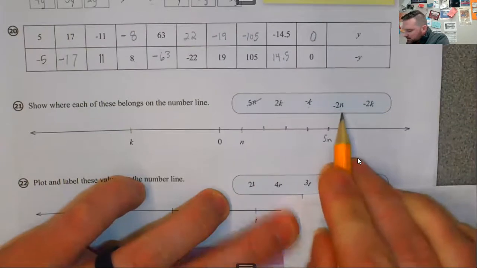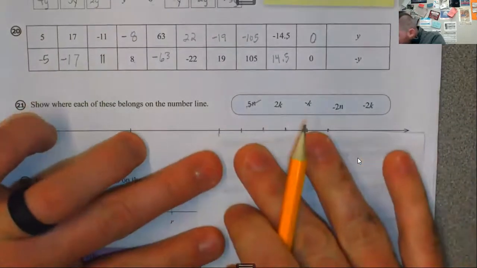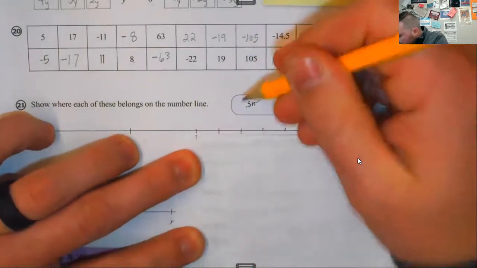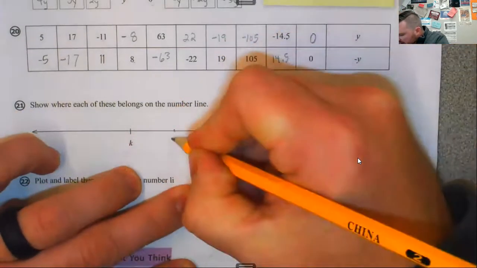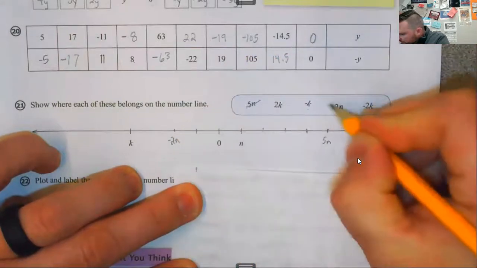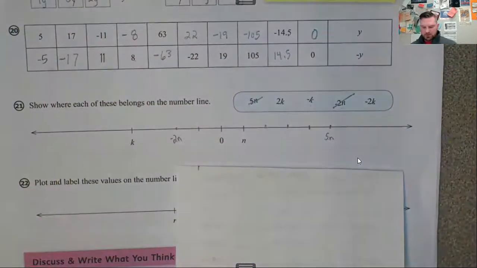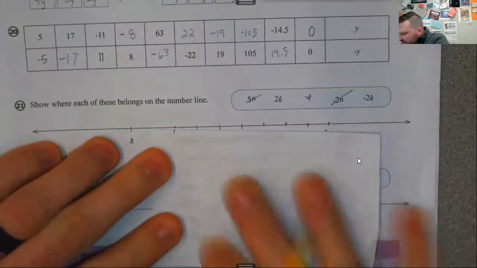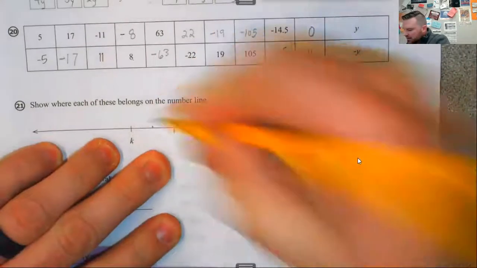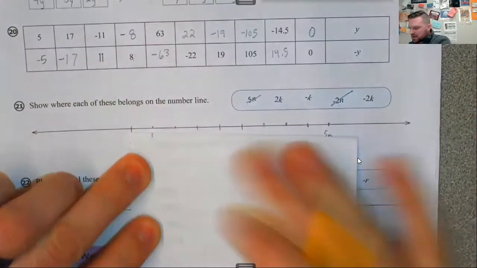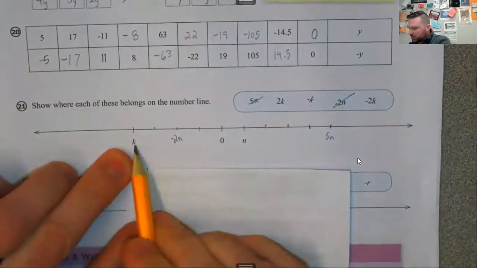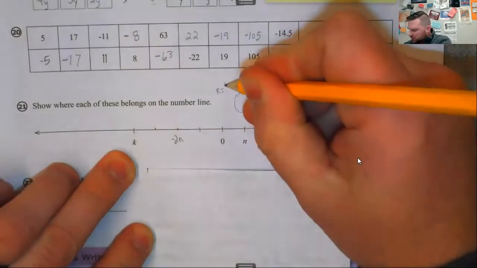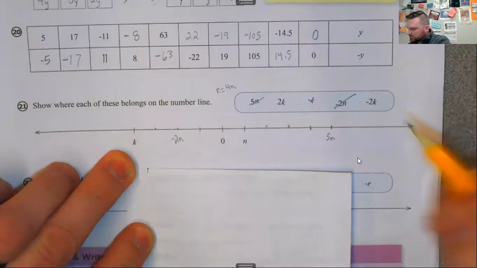We have negative 2N. So we'll come over here and line it up. 1, 2. So this is negative 2N. Now we need to work on the K values. If we keep going out here to a K, it looks like K is exactly 4 N's away. So K equals 4N. That'll help us here.